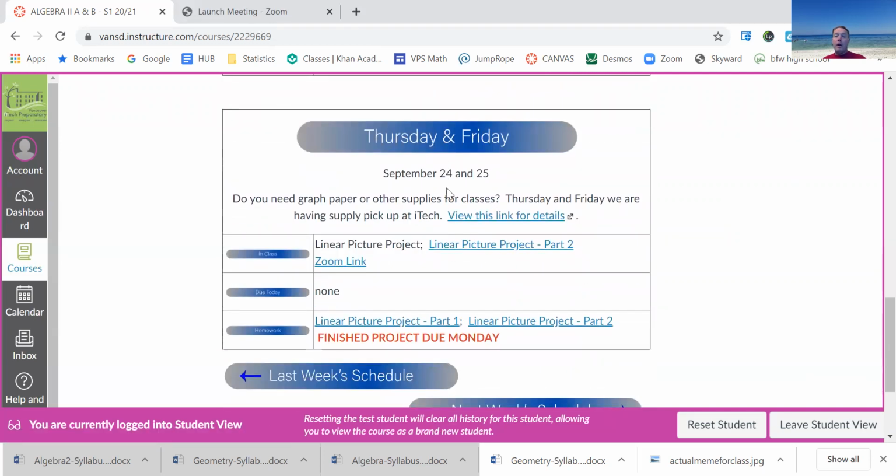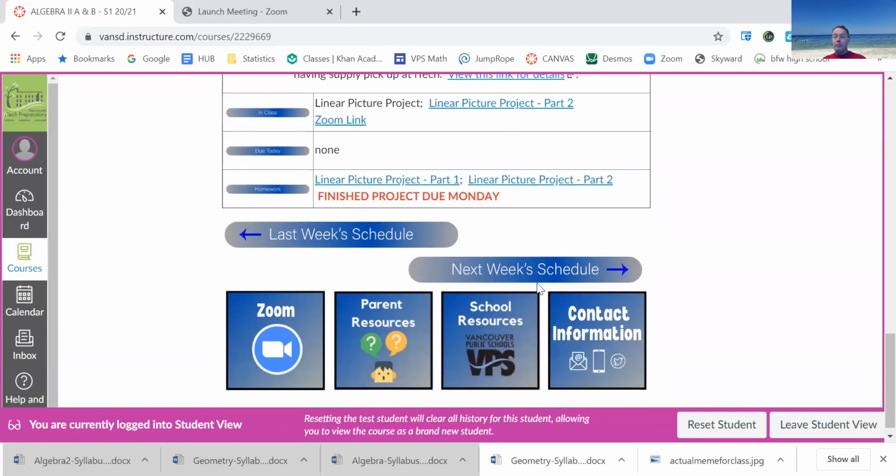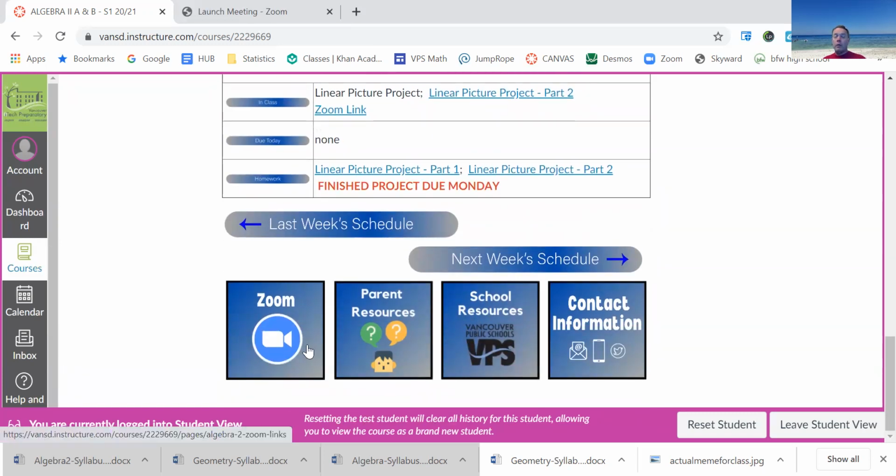And then we have our Thursday, Friday class, depending on which period they're in. Once again, this finished project is due Monday. So as you're looking at curriculum night, this was turned in on Monday, hopefully. So you can ask about that or look on Canvas to see if they've turned it in. There's a link to last week's schedule here. Next week's schedule isn't up at this moment in time, so at some point that link will start working.